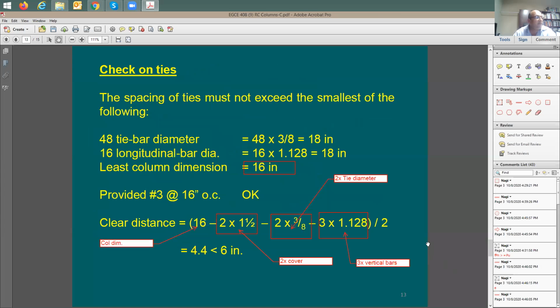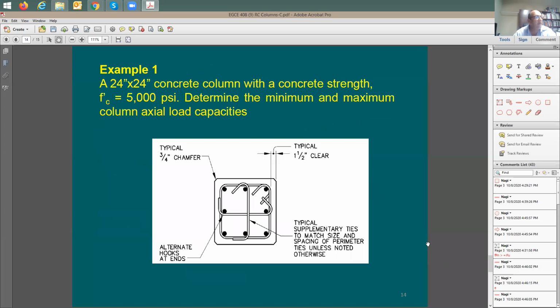All right, so okay, this column is good. How about this example here? It says that you have a 24-inch by 24-inch concrete column with the strength of the concrete being 5,000. Determine the minimum and maximum column axial load capacities. So, okay, now all of a sudden I hear a new term. It says minimum and maximum.